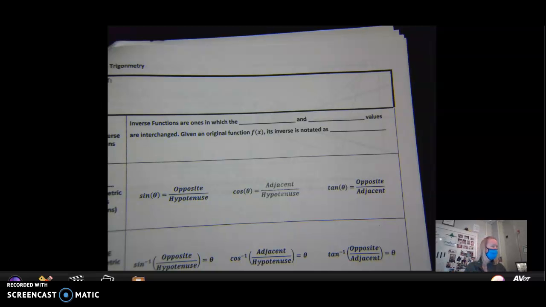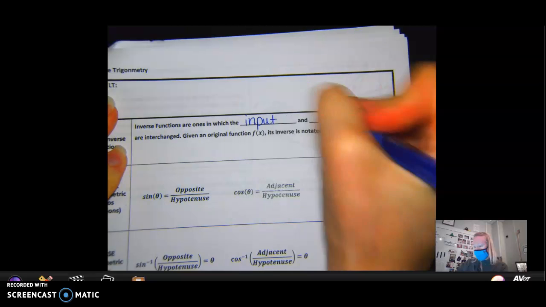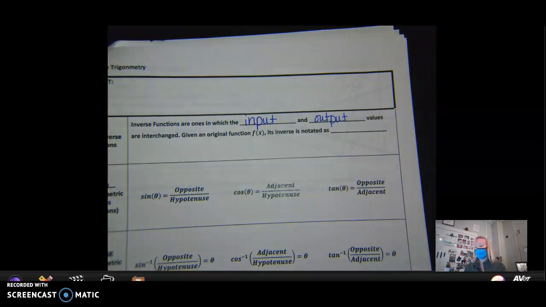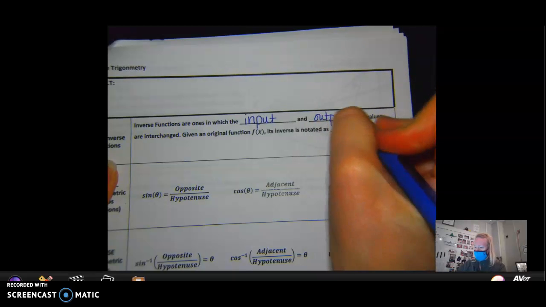Okay, so inverse trig functions. Where would I find my inverse functions on my calculator? Right. So it's right above, so you're going to use the second button and then go in there. Okay, so basic inverse functions. Inverse functions are ones in which the input and output values are interchanged. Given an original function f of x, its inverse is notated as, looks like this.